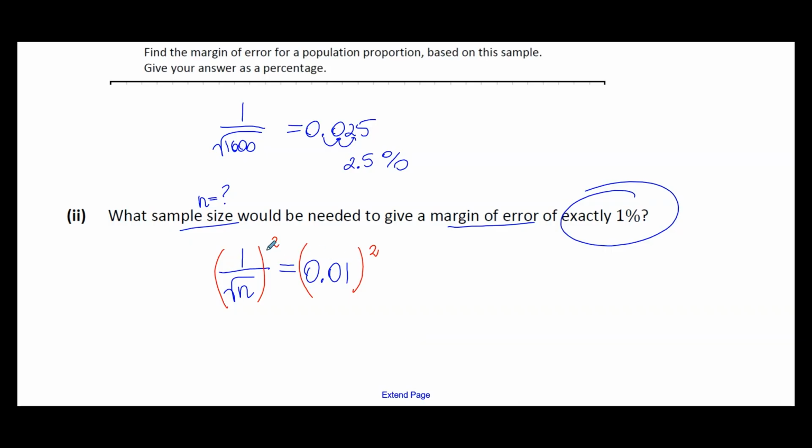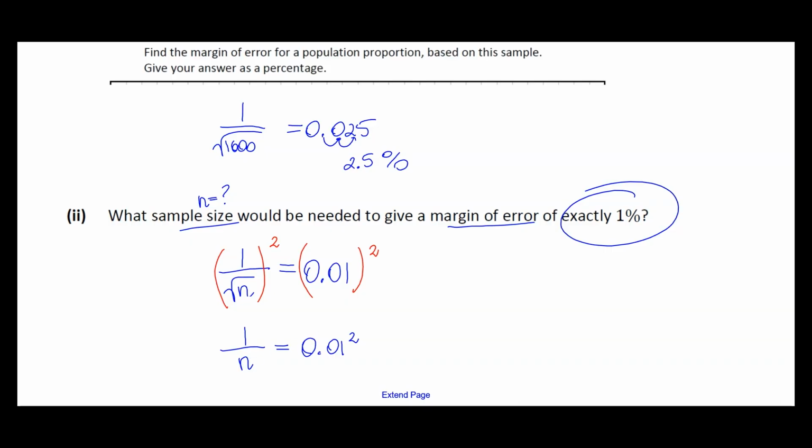So the fraction to the power of 2 means the top of the fraction to the power of 2, which is 1 to the power of 2, just 1. Then the square root to the power of 2 will cancel with the power of 2. And now 0.01 to the power of 2, I can leave that way. It makes not much of a difference. Now, what do I want? n. How do I get n on its own?